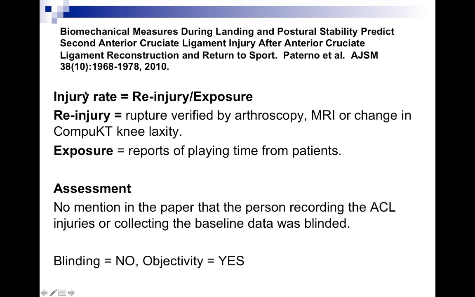So in our example, the injury rate was the outcome. Injury rate was defined as re-injury divided by exposure. Re-injury was defined as rupture verified by arthroscopy, MRI, or change in the CompuKT knee laxity test. All of these are well-established tests that have known accuracy, which is fairly good. And then for exposure, they called patients every month or so and asked them if they had had an injury or not until the follow-up period was complete. So this is a fairly acceptable way to document exposure. These are both fairly objective ways to document re-injury and exposure.